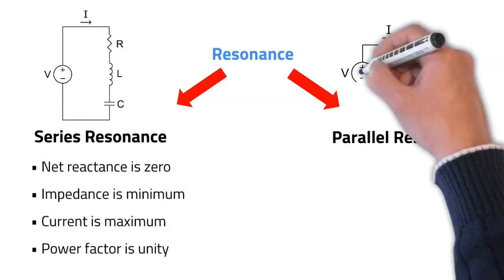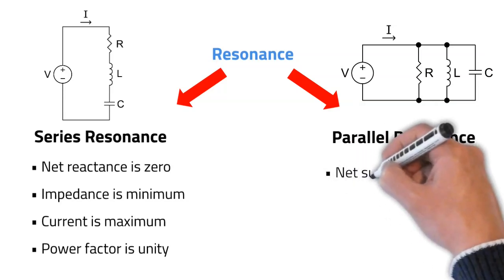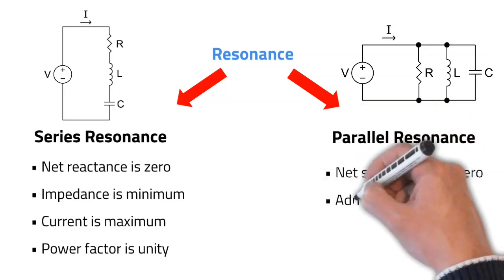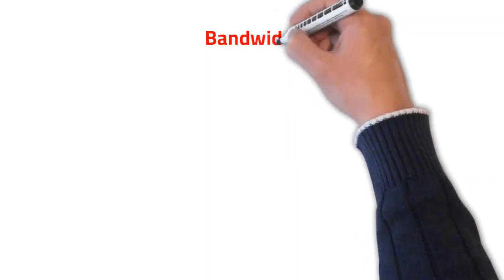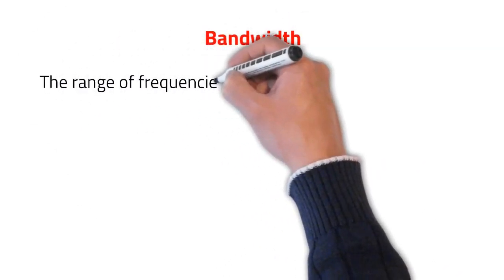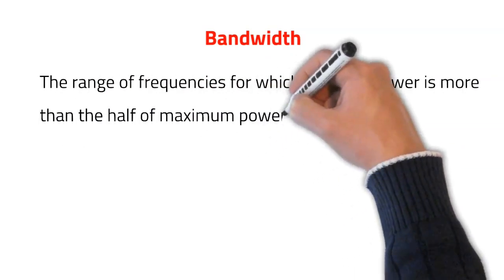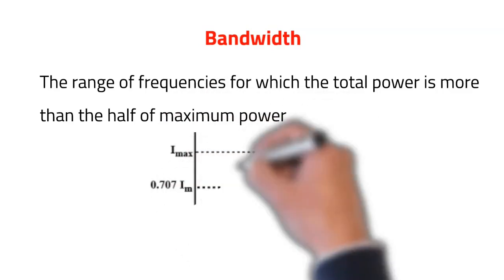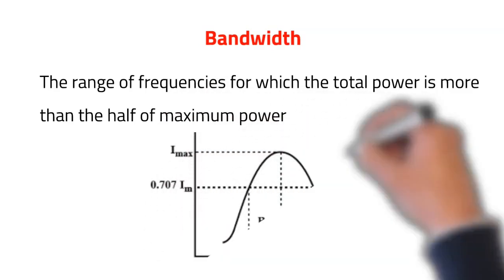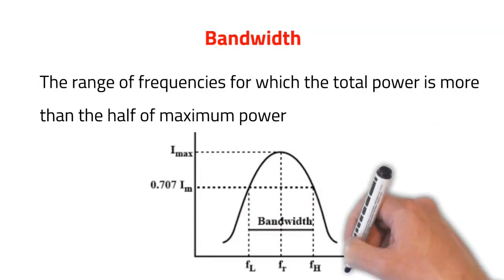Parallel resonance is a resonance condition that usually occurs in parallel resonance circuits where the net susceptance is zero. As the admittance is at its minimum, the circuit current is maximum in parallel resonance. For a resonance circuit, we can define the parameter bandwidth as the range of frequencies for which the total power is more than half of the maximum power. Bandwidth of a series circuit is given by the band of frequencies which lie between 2 points on either side of its resonance curve, where current is 1 over square root 2 times its maximum value at resonance.